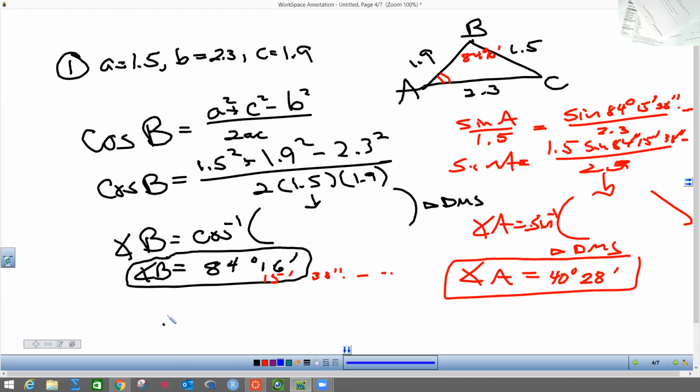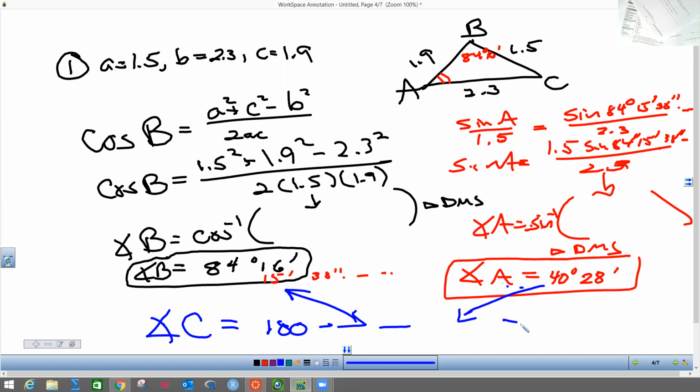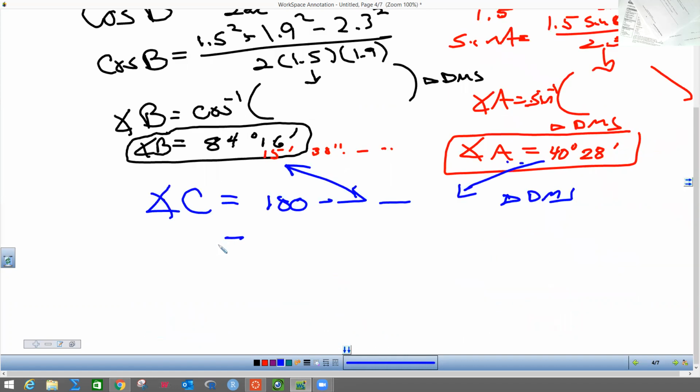What's the last thing? Angle C. What do you think we're going to do to find the last angle, like we do every time? 180 minus this one, minus this one. And then we're going to DMS it. Again, you should not round it until the very end, but it really shouldn't matter. So will someone tell me what that one comes out to be?